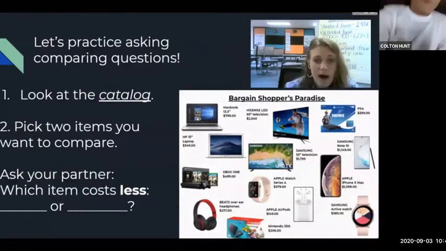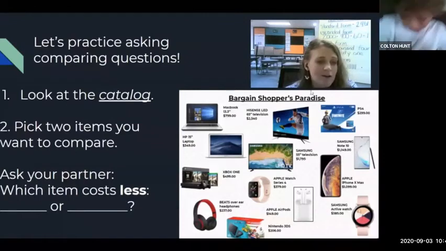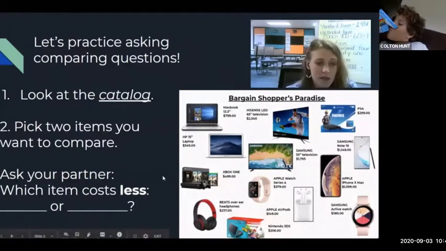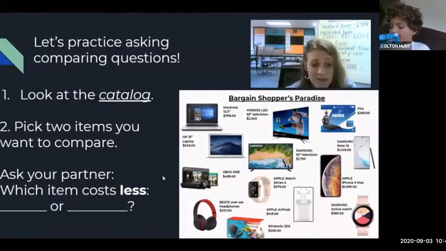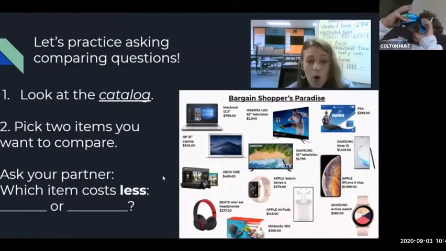So you're going to practice comparing questions. I'd like for you to look at the catalog that you see here. Pick 2 items that you want to compare. Ask your partner, which item costs less, blank or blank?